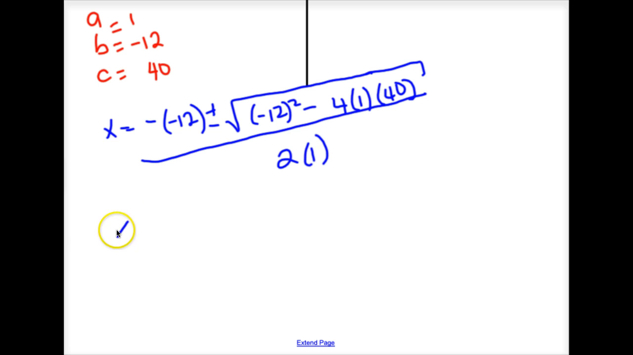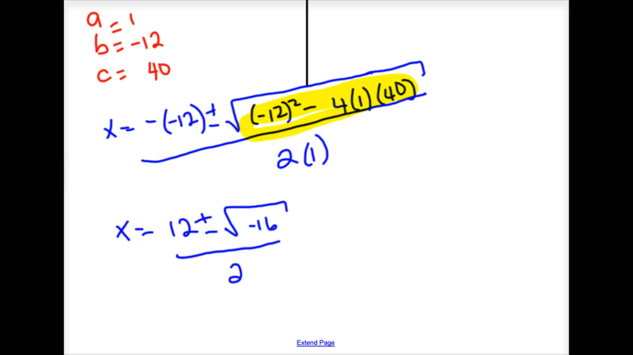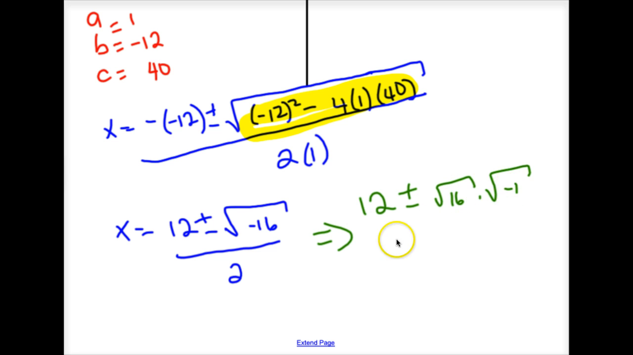Now this works out to be x is equal to 12 plus or minus the square root of negative 16. Again, you want to put these numbers without the square root in the calculator, and you should get negative 16 over 2. But how do we break this down? Remember, this is broken down as 12 plus or minus the square root of 16 times the square root of negative 1, over 2.